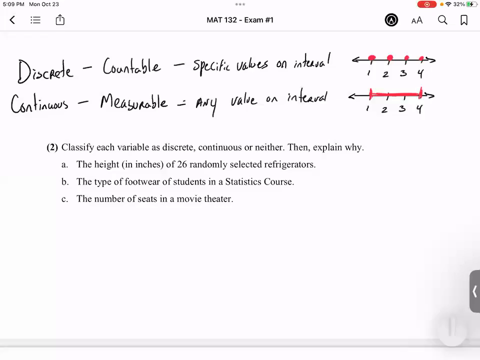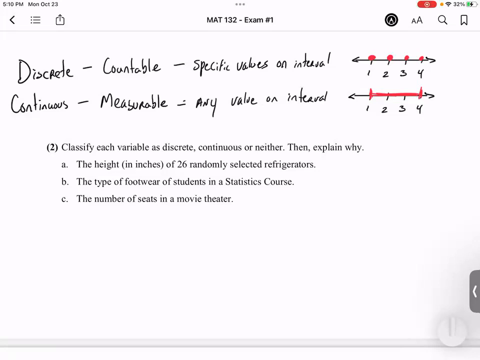All right, so problem 2 states: classify each variable as discrete, continuous, or neither, then explain why. So, long story short, when you're dealing with quantitative numerical counts or measurements, quantitative data can be broken into two categories: discrete or continuous. Discrete implies countable, meaning that it takes on specific values on an interval, right?